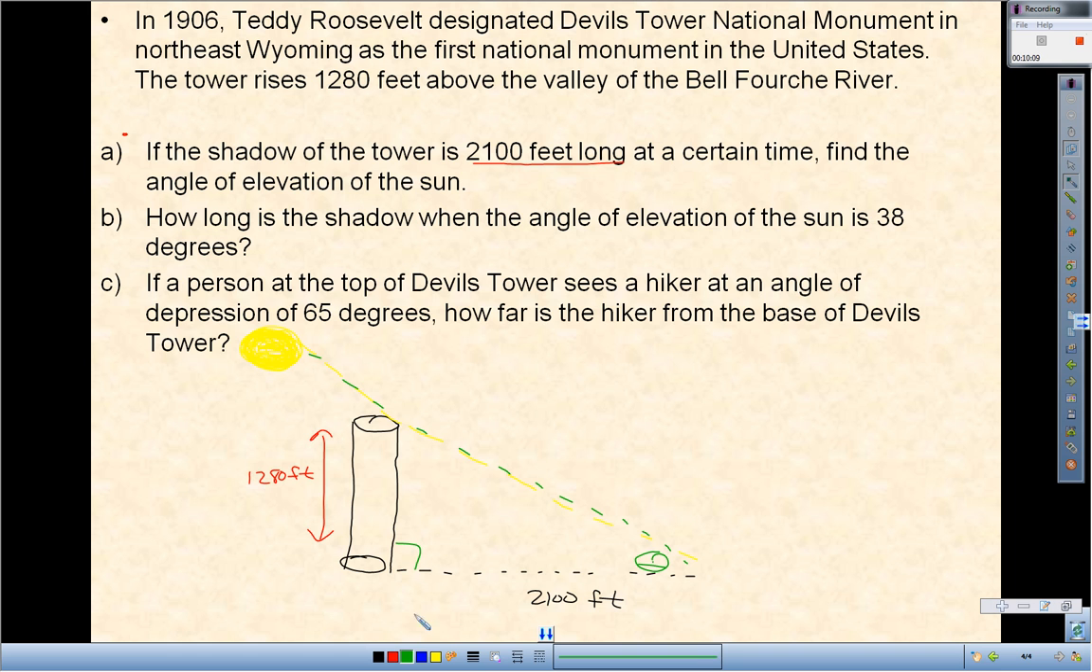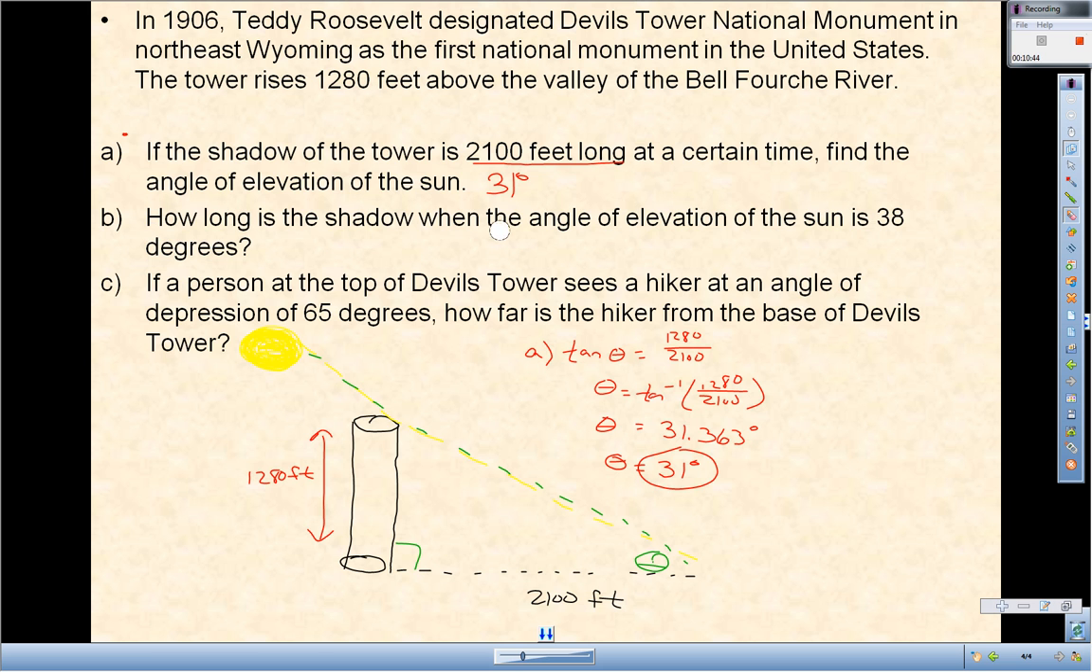And so this is my right angle. And so if you notice, from this angle of elevation, this is opposite, this is adjacent. So to find this angle for part A, I'm just simply going to do tangent of my angle is going to be 1280 over 2100. Since I'm trying to find an angle, I'm going to do tan inverse of 1280 over 2100, and that would give me an angle of 31.363 degrees. We're just going to simply say that's about 31 degrees. Okay? All right, let's look at B.